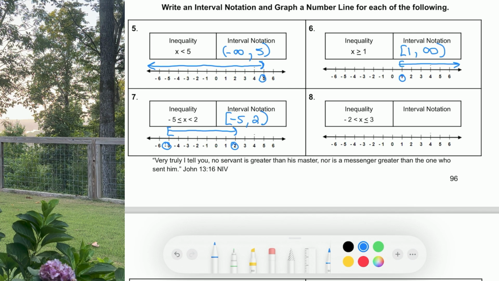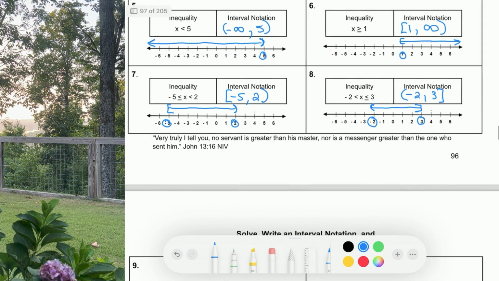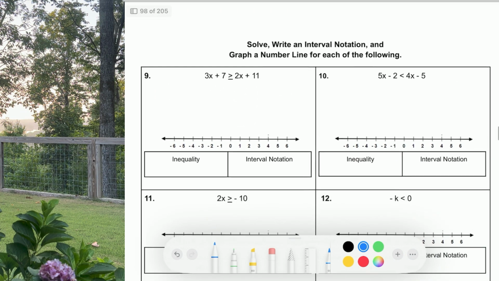Number 8. We have -2 is less than x, which is less than or equal to 3. So my 2 reference points are -2 and 3. -2 is not included because it's just less than, so I have a parentheses. But 3 is included because it's less than or equal to, so it's going to have a bracket. And then I'm going to connect the 2. So the interval notation would be parentheses -2, comma, 3, bracket.